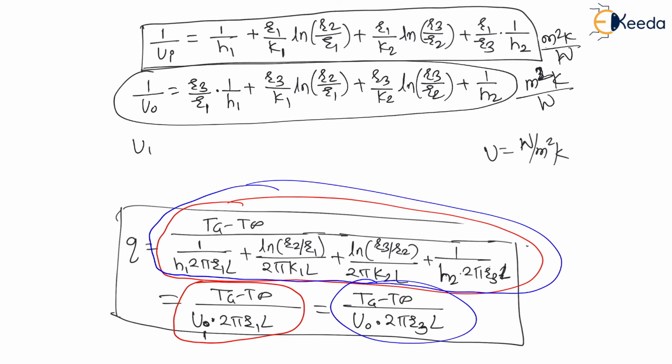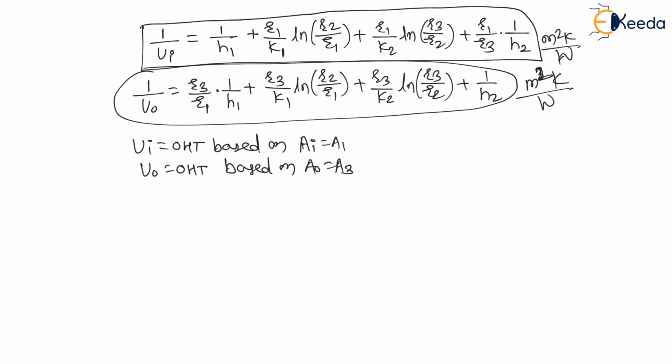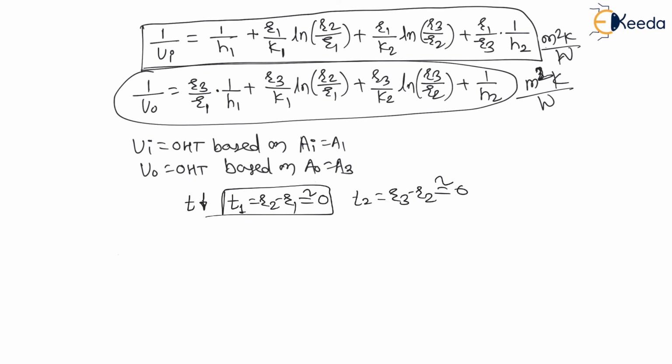Right? And Ui is the overall heat transfer coefficient based on inside area, that is Ai, which is A1. And Uo is the overall heat transfer coefficient based on outside area, that is Ao, which is nothing but A3. Now my dear students, if the thickness of the cylinder is very small, the thickness of the first cylinder t1 is nothing but R2 minus R1, which is approximately equal to 0. And the thickness of the second cylinder, t2, which is R3 minus R2, is also approximately equal to 0, that is very small.